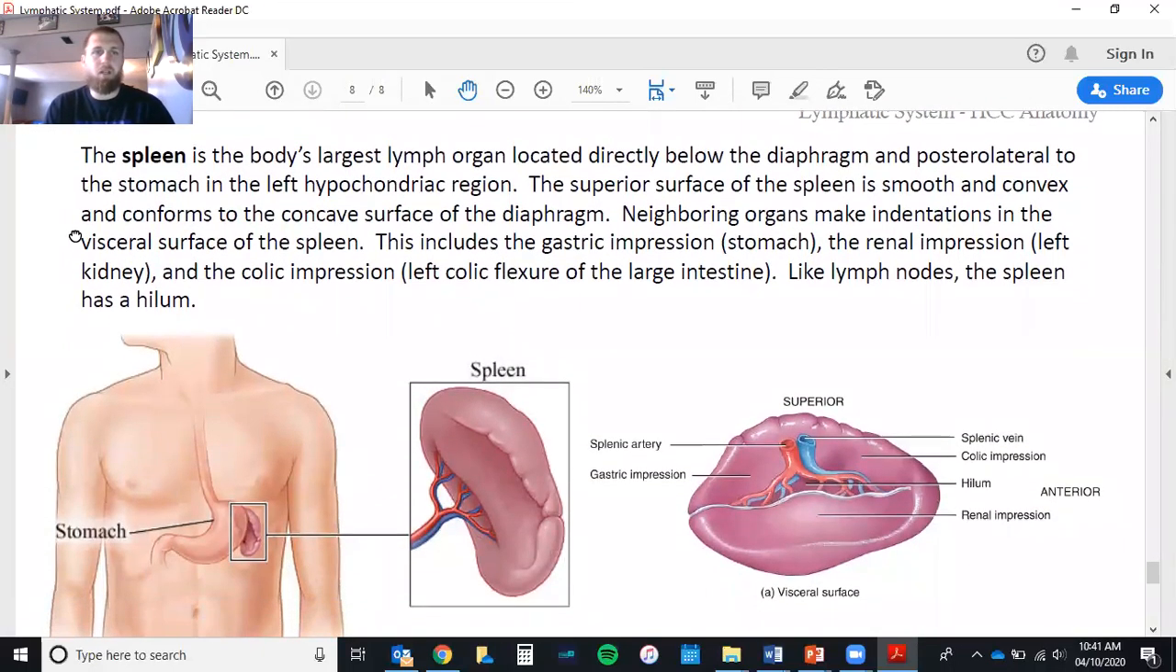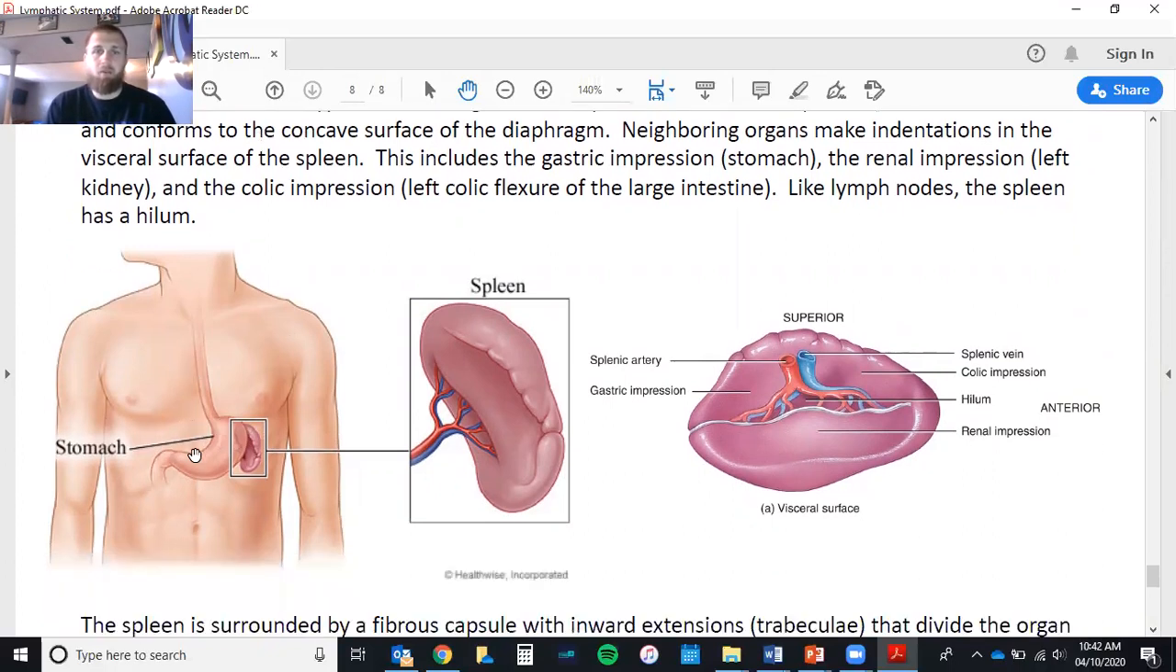Okay, our final organ I want to talk about is the spleen. It's our largest lymphatic organ. It's located directly below the diaphragm, which would be that muscle we've talked about before. It's in the left hypochondriac region, off to the side and a little bit behind your stomach. So it's kind of in our upper left abdomen area.